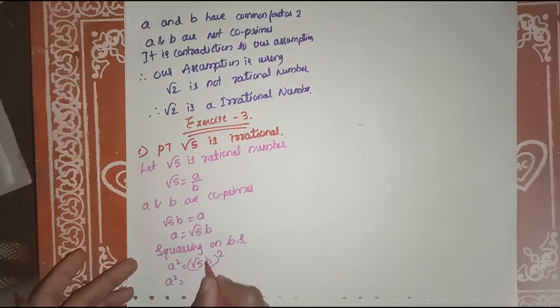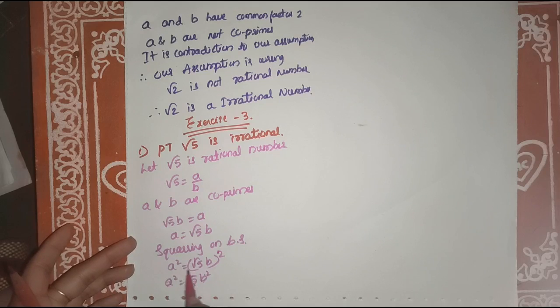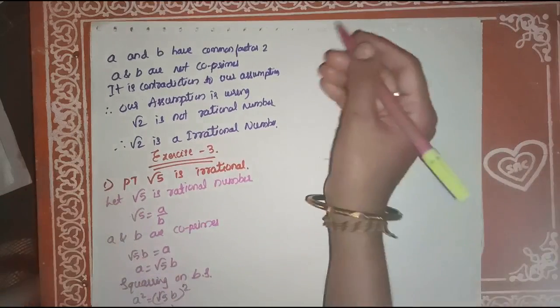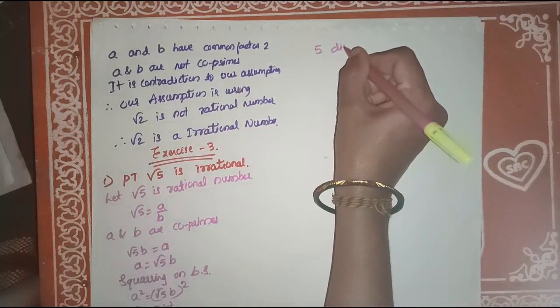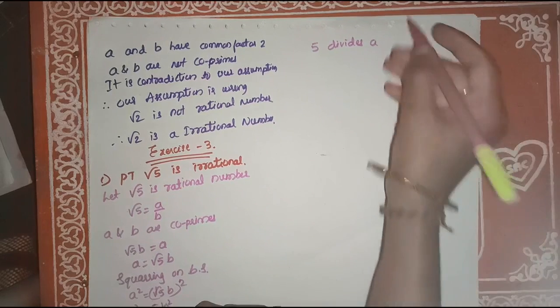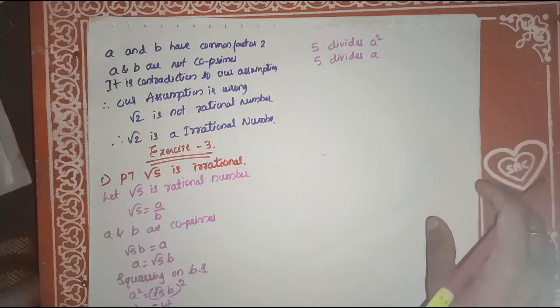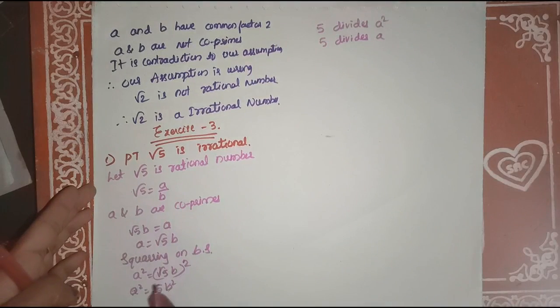A square is equal to, square root gets cancelled, 5 b square is b square. So it is nothing but here a is a multiple of 5. So a is a multiple of 5 into anything, that is 5 divides a here. A is a multiple of 5 means it is divided by 5. So here we have 5 divides a. If 5 divides a square, then 5 divides a also.